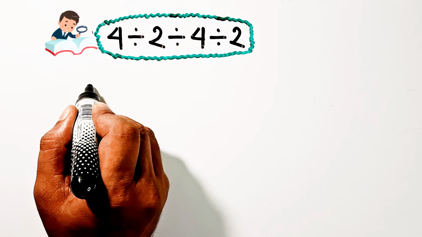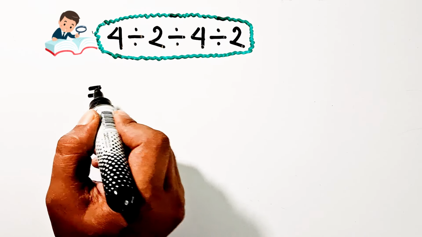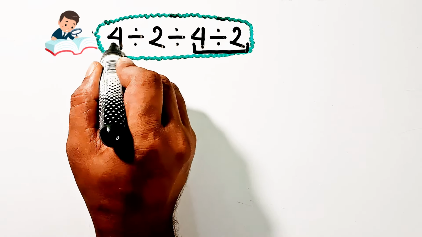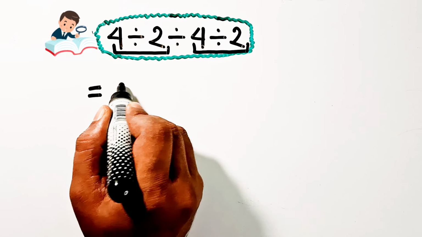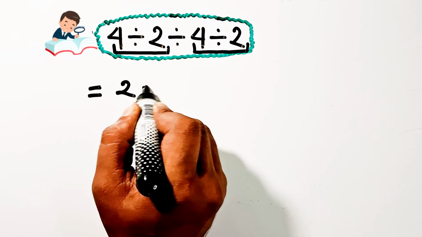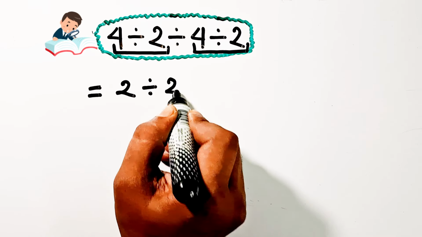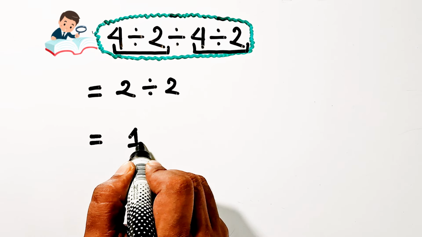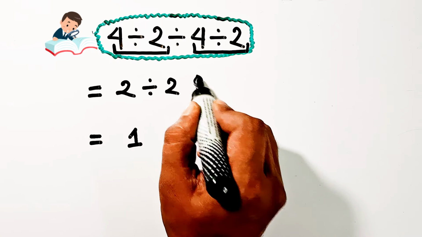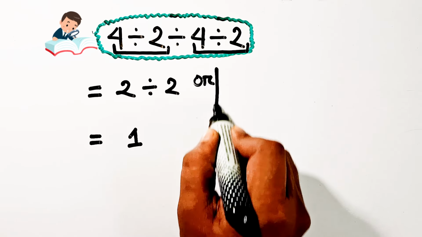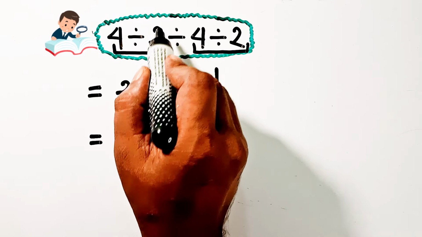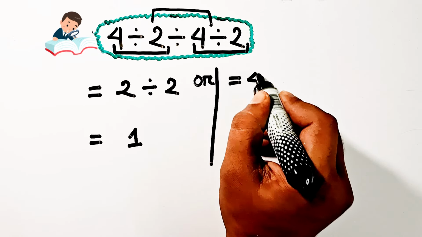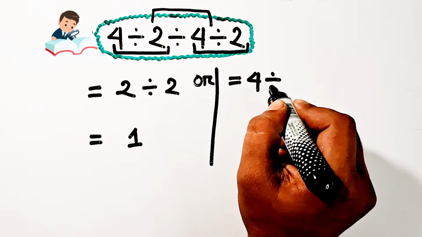Hello friends, we will do another simplification problem. Many make mistakes in this kind of simplification. First we will do 4 divided by 2 is equal to 2. Then 2 divided by 2 is equal to 1. This is 1.